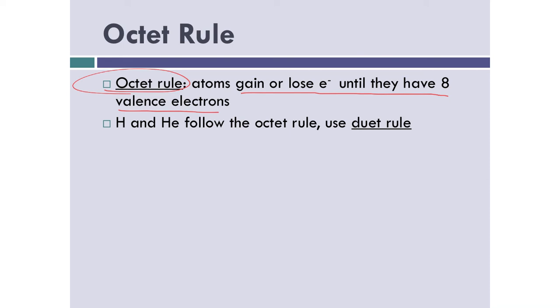Now, we do have some exceptions there. So if they only have 1 shell, then they wouldn't want 8, they would want 2 valence electrons because 2 would be full for the first shell. So like lithium has 3 total electrons, 2 electrons in the first shell, 1 electron in the second shell. It will lose 1 to end up with just the 2 in the first shell, giving it the same electron configuration as helium has.